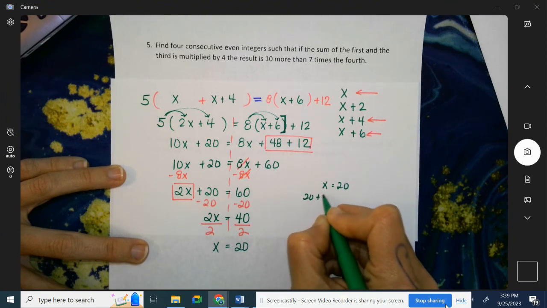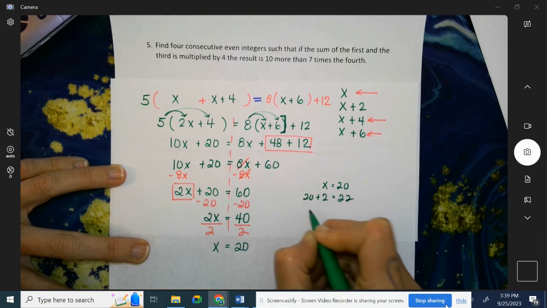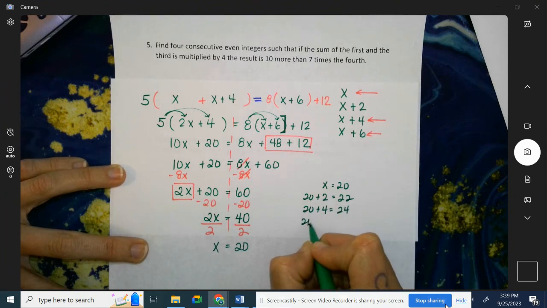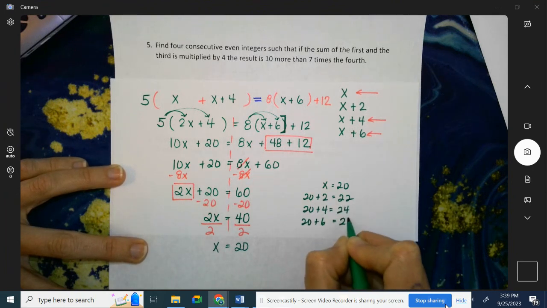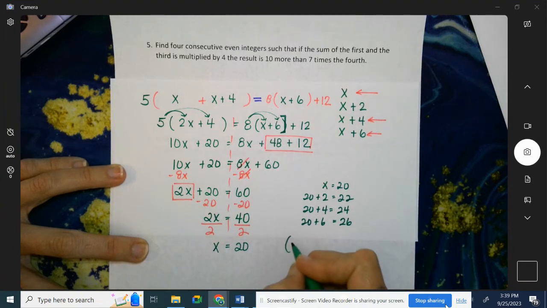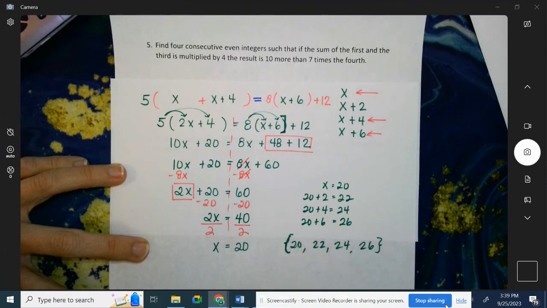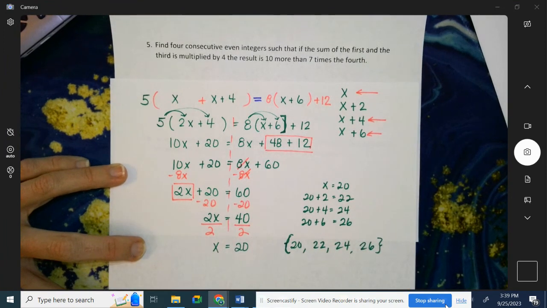And then 20 plus 2 gives me 22. 20 plus 4 gives me 24. And 20 plus 6 gives me 26. So our list of numbers would be 20, 22, 24, and 26. And let's make these squiggles instead of parentheses because that notates that there's a list.